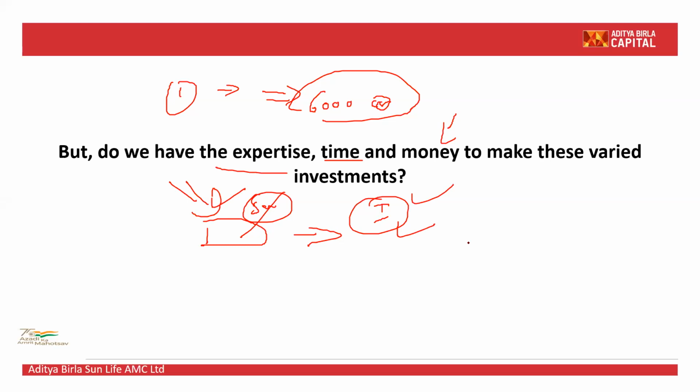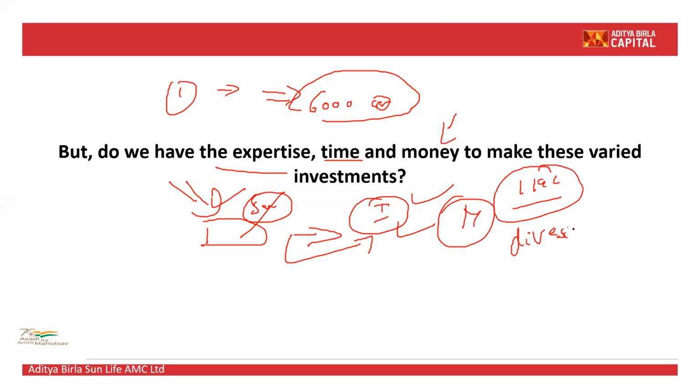Secondly, thirdly, do we have time? We have to take out time for doing this, whereas somebody is doing that full time. And lastly, the money. Why money? Supposing I have 1 lakh rupees to invest, I can purchase the shares of one company, two companies, three companies, maybe. But ideally, our investment should be diversified. We should be investing in a very diversified portfolio so that our risk is reduced.